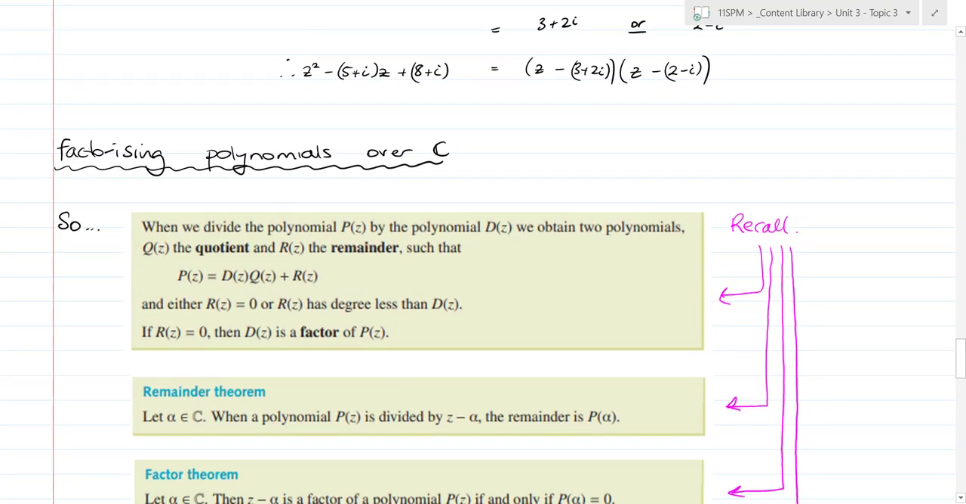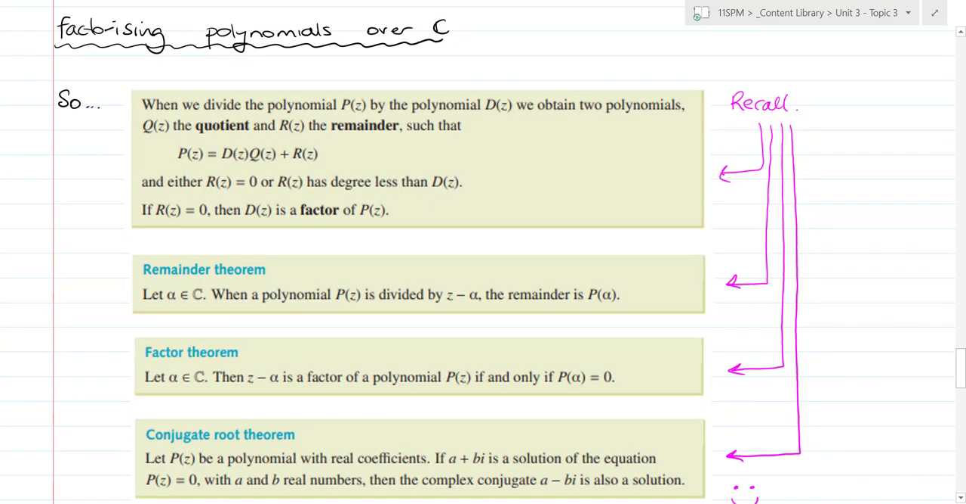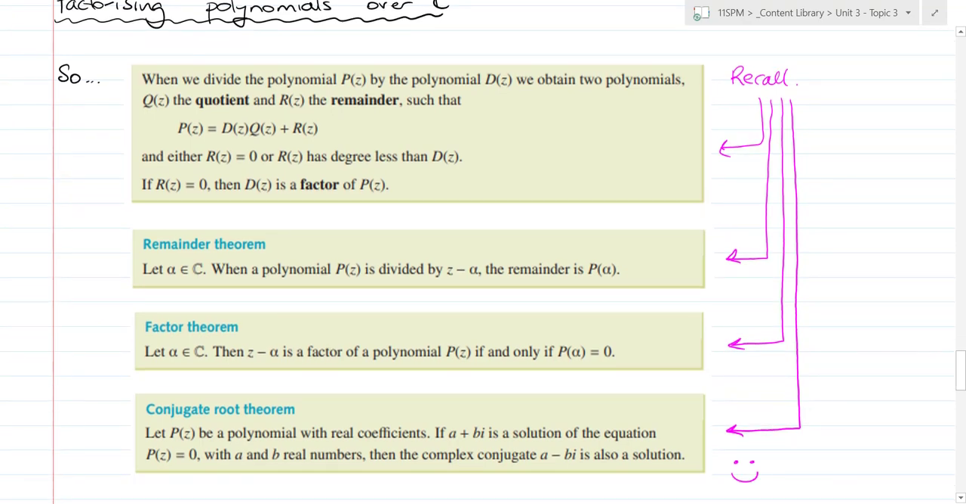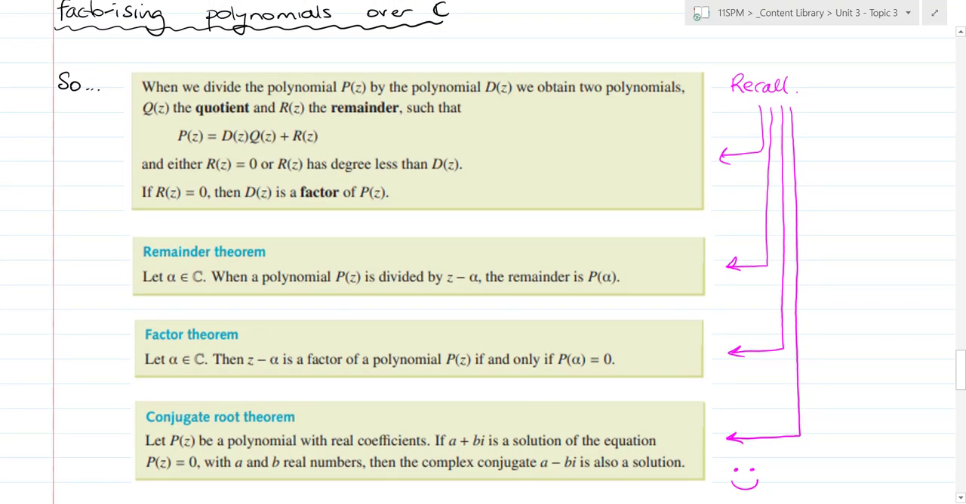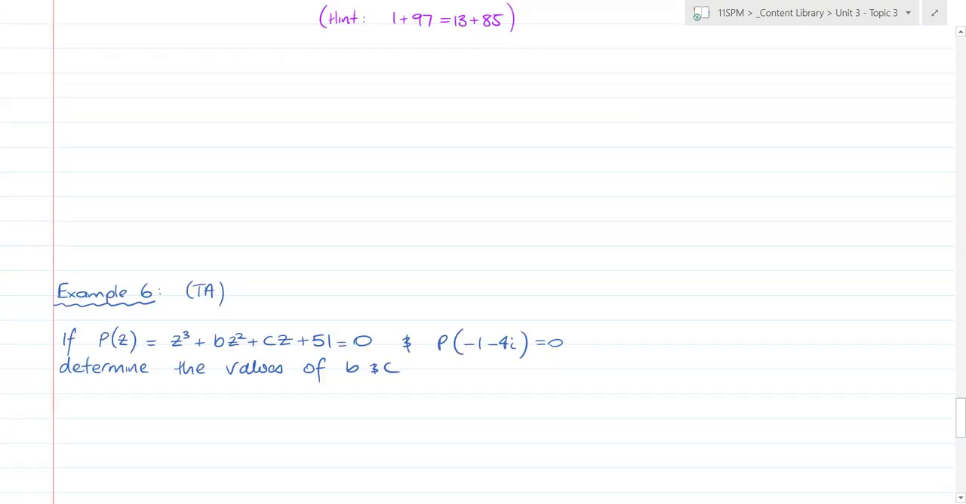So here's a summary from your textbook, and this is a summary of Maths Methods again. When we divide a polynomial P(z) by a polynomial D(z), we obtain 2 polynomials, a quotient and a remainder. If the remainder equals 0, then D(z) is a factor, etc. Remainder theorem, factor theorem, and conjugate root theorem, they're all in your textbooks. So you can make a summary of that as well if you want to. And I've got some other examples.